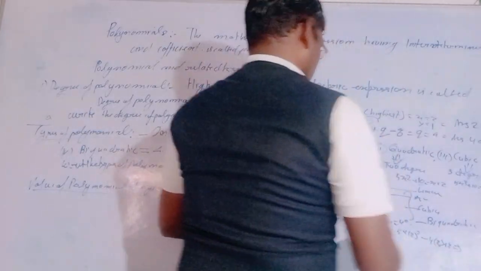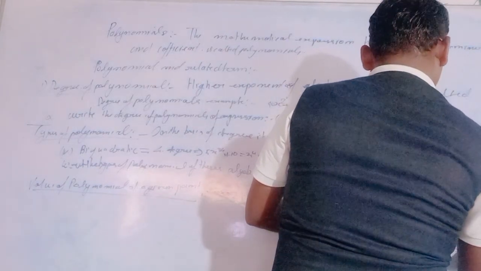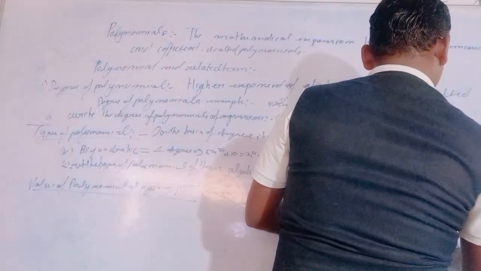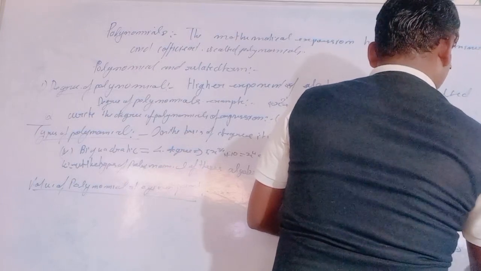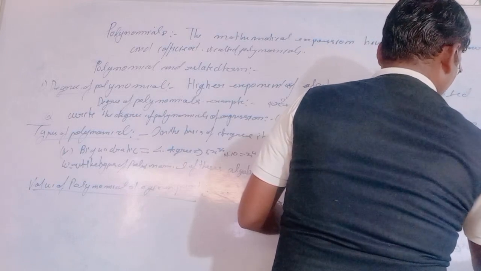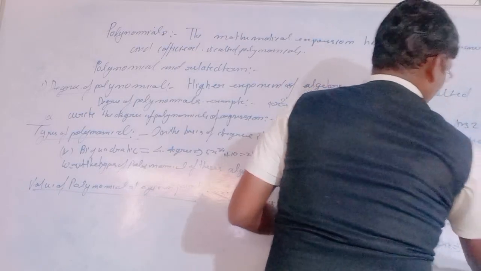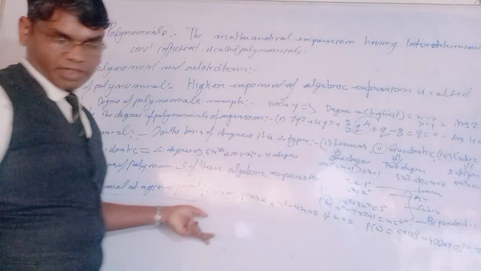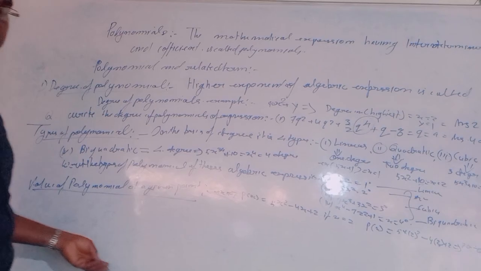Then we will calculate here: 5 into 4 is 20, 20 minus 4 into 2 is minus 8, plus 2. Then 22 minus 8 will be 14. So here is the answer, 14. This will be the value at the given point, and we have found 14 as the answer of this question. And zeros of polynomials we will discuss further.